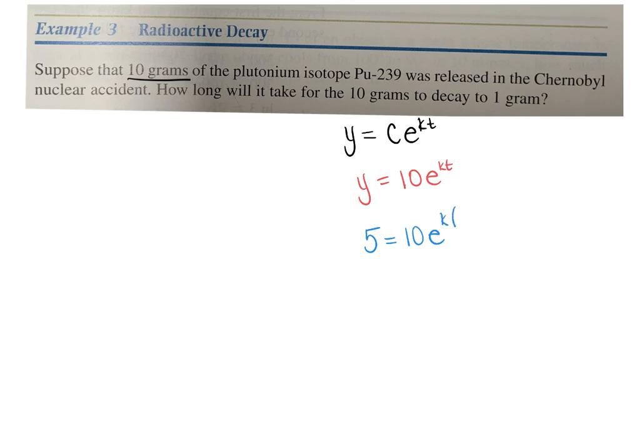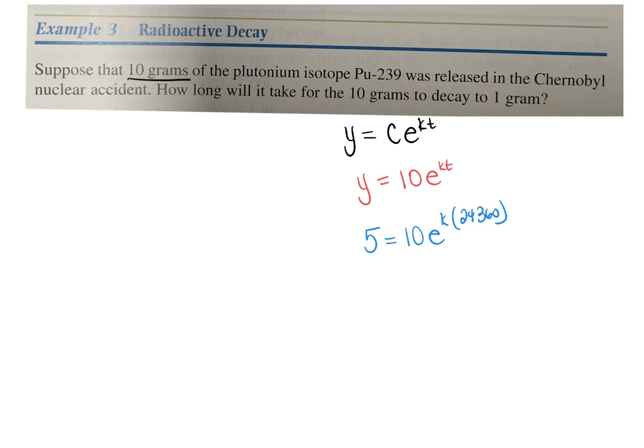And how long did it take to do that? Well, that was up here, if I look at my plutonium, 24,360 years. How does that help me? That's going to help me solve for my K, right? Does everybody understand that? It's going to help me solve for my K.